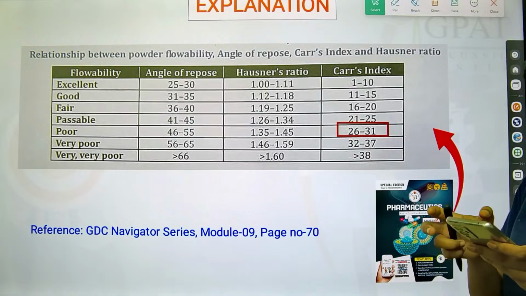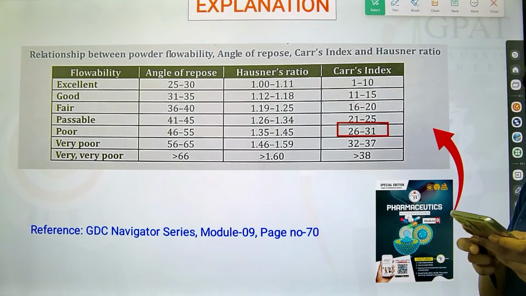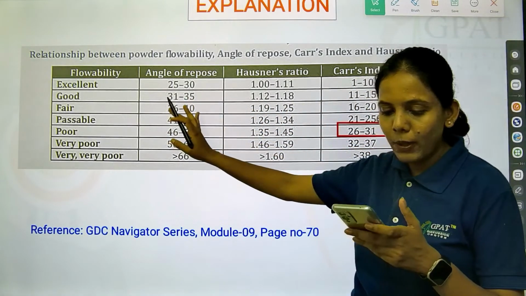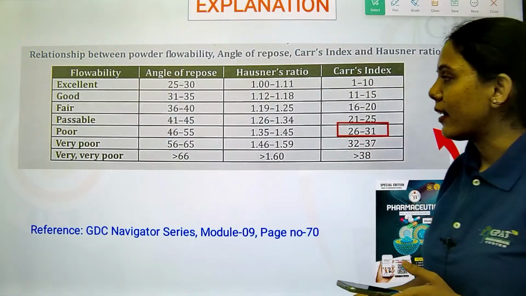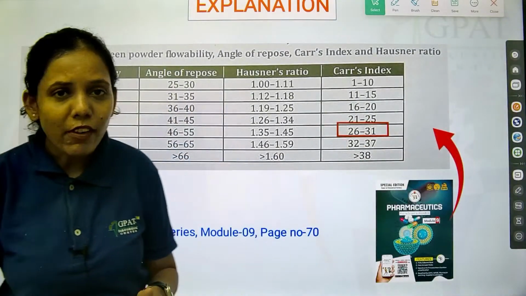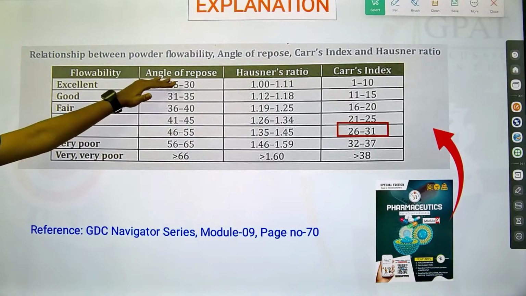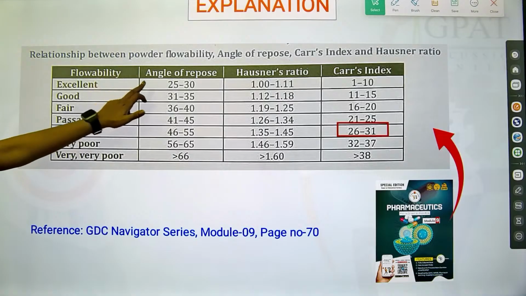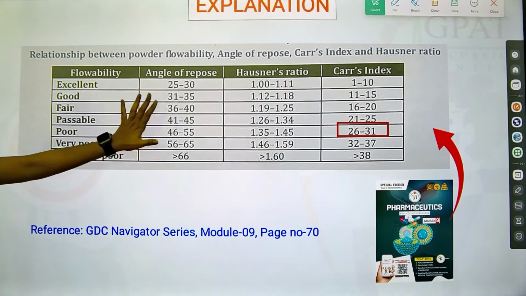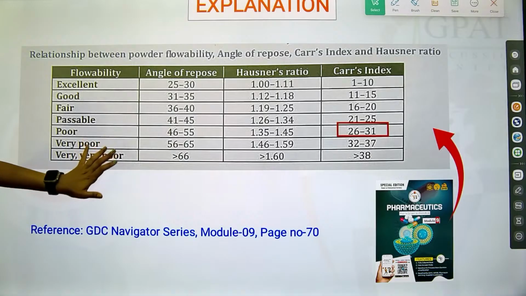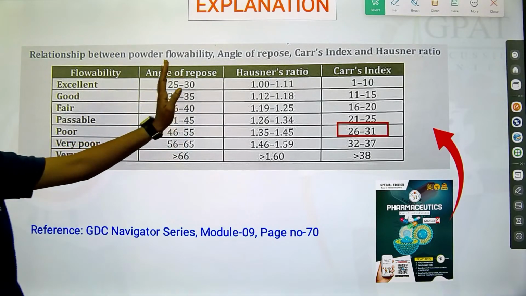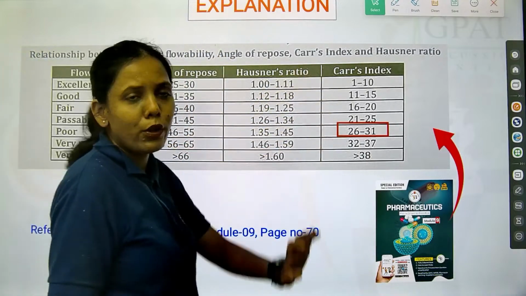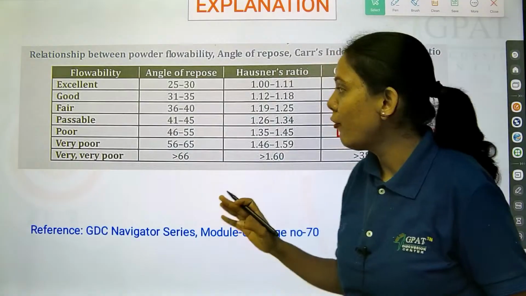How many of you got it? You can see here flowability, angle of repose, Hausner's ratio, Carr's index. If you see carefully, whichever value you take, the lesser the value, the better is the flow. At least you can remember it that way. 25 to 30, 31 to 35, like that: excellent, good, fair, passable, poor, very poor. For Hausner's ratio and Carr's index, lesser the value, better is the flow property.